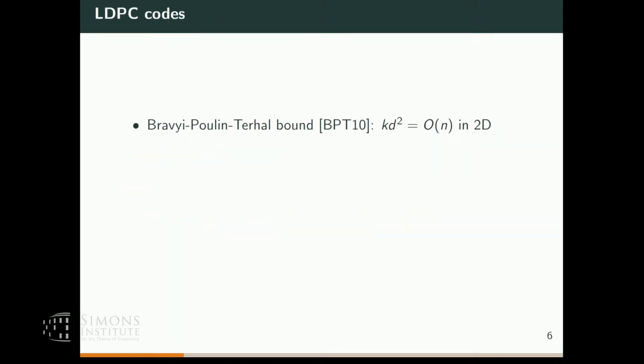And so then we can ask, like, can we do better? But then if you want to remain in 2 dimensions, the answer is going to be no, because you run into this Bravyi-Poulin-Terhal bound saying that k d² is order n for 2 dimensions. And the surface code is already saturating this bound.